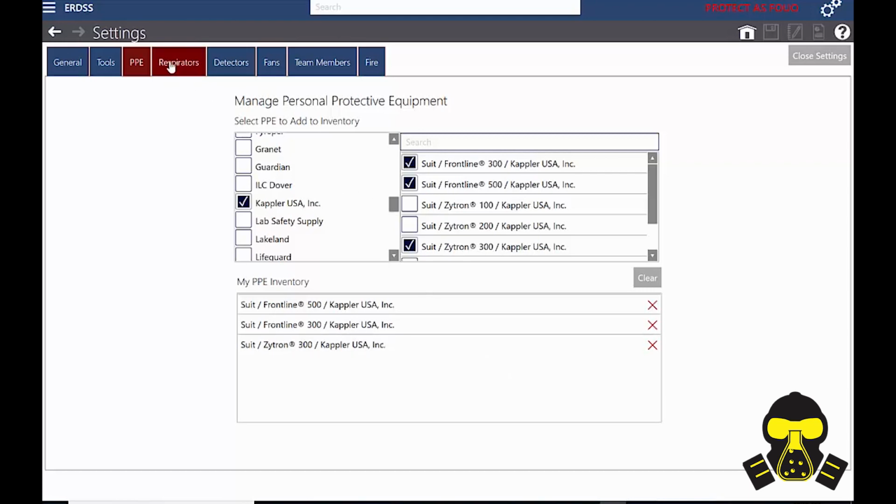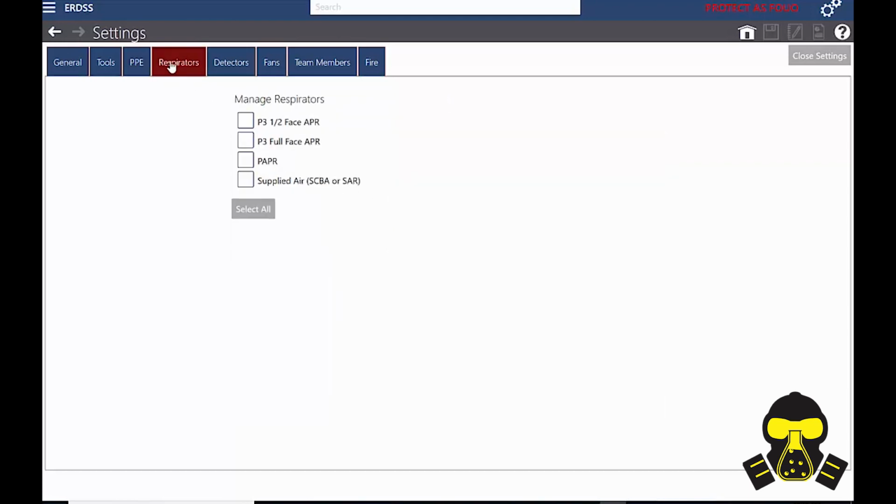Okay. Same thing for respirators. We're going to pretend we're FDNY, and we're going to click and say we've got them all. Most fire departments around the country are going to have the SCBA. Some will have PAPRs, but some will also have full face APRs. Most people don't have everything available, but if you do, great.